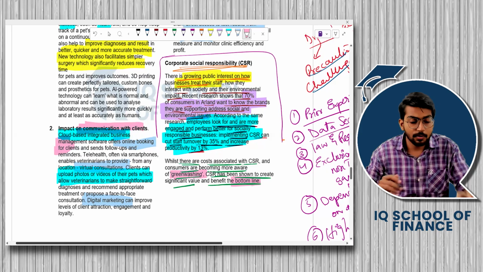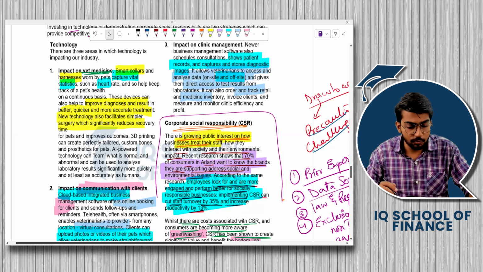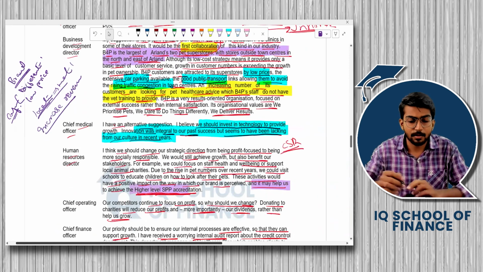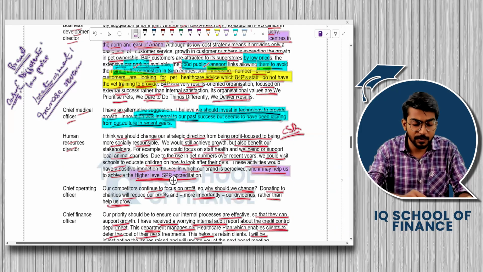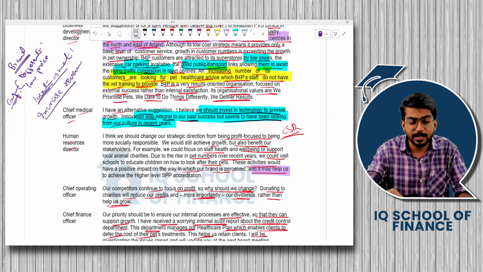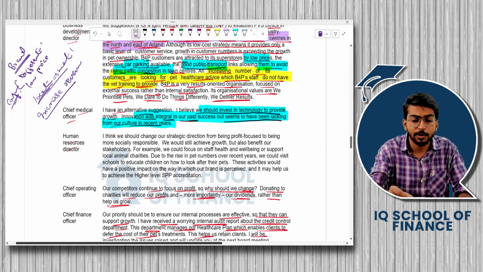All right, so now let me go up and show you the extract of the HR director's discussion as well, so that you can have an idea about what he was saying. In exhibit number 1, as I said, there was some discussion related to CSR.